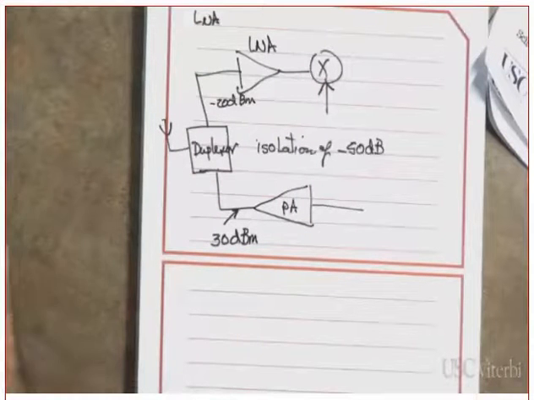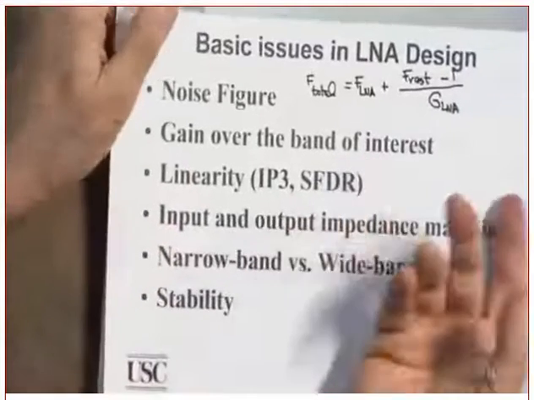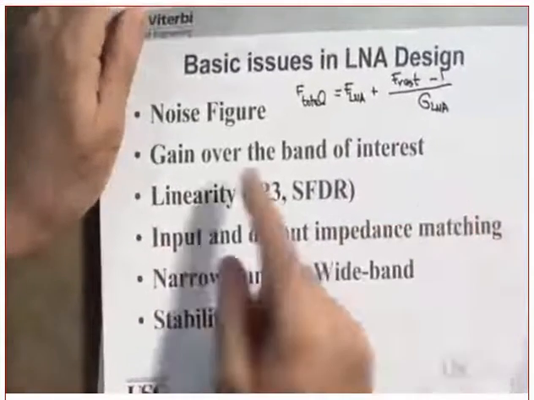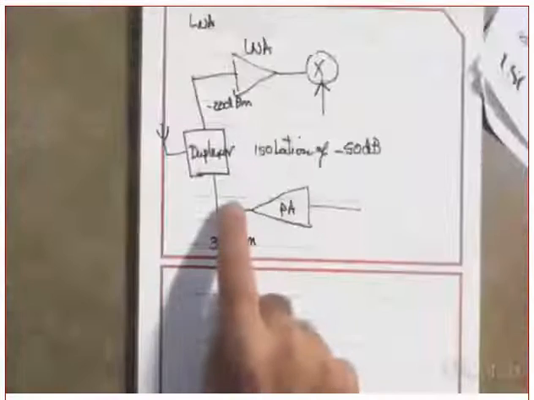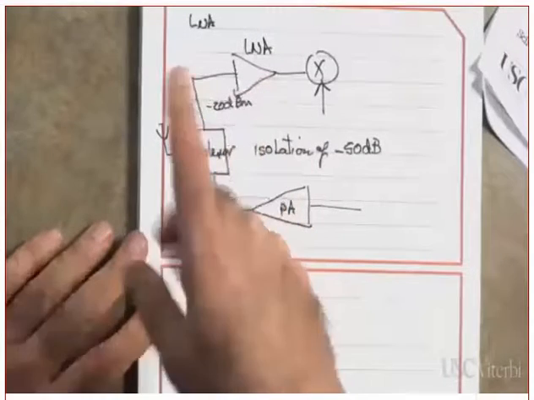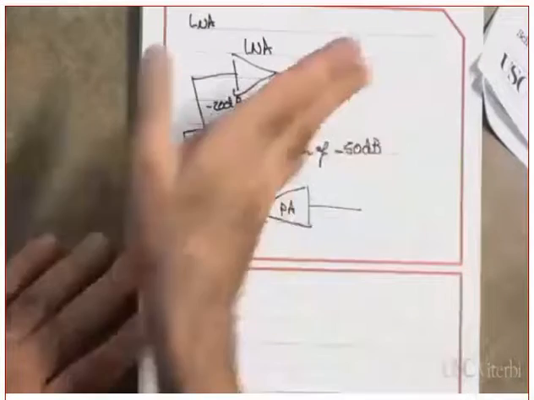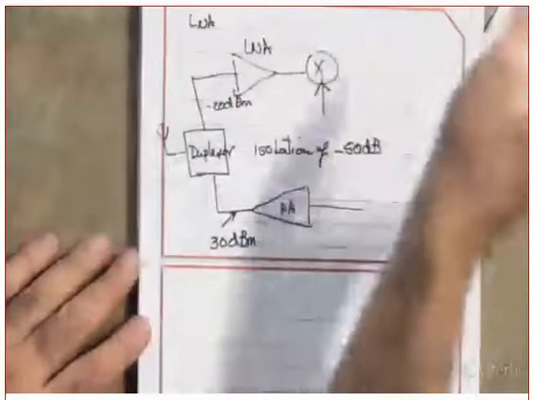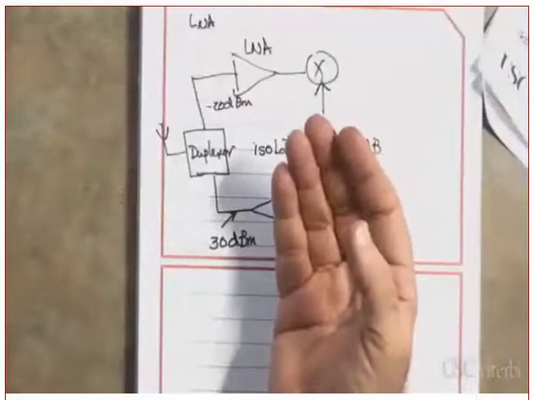Clear? Oh, good. So, now, gain over the band of interest. What does that mean? When I say the gain over the band of interest, what does it mean? You have to understand that this low noise amplifier is going to pass the entire band of interest. Why? Because the channel select is going to be somewhere after, in the IF. Are you following me or not?